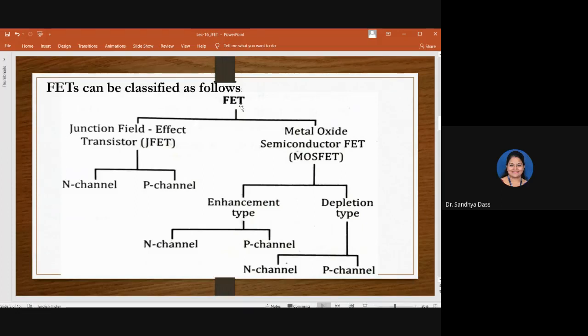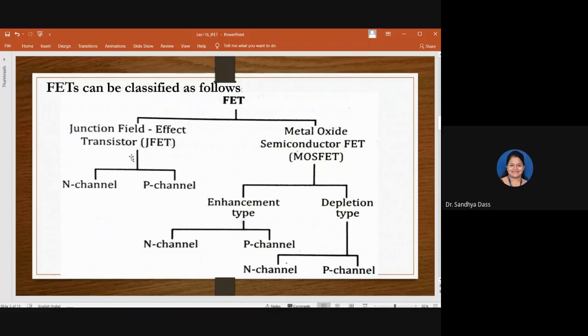FETs, the field effect transistors, are broadly classified into two categories, JFETs and MOSFETs. JFET is junction field effect transistor, and MOSFET stands for metal oxide semiconductor FET. Both devices are in your syllabus, and you will be studying both the construction and operation of JFETs and MOSFETs in module 2.